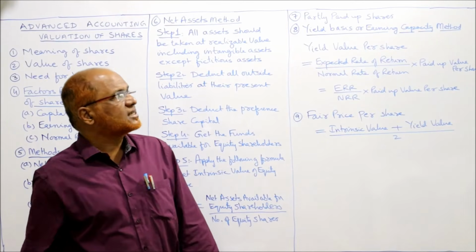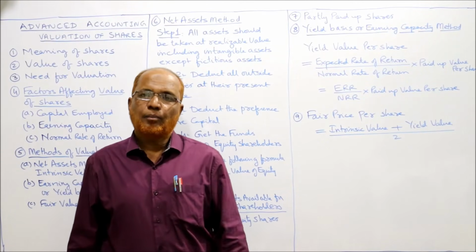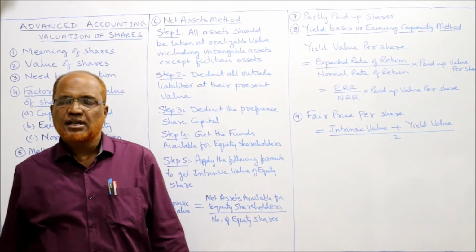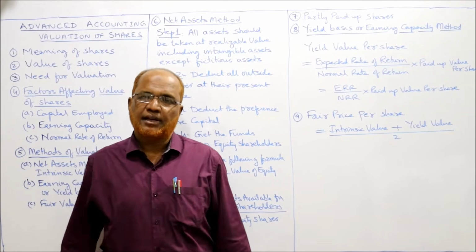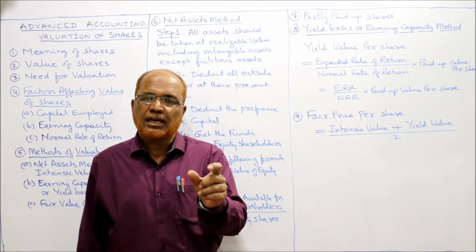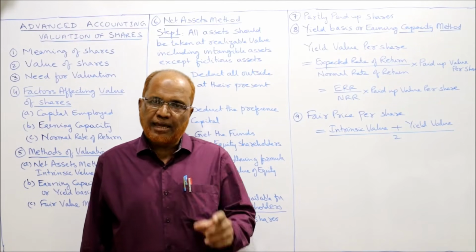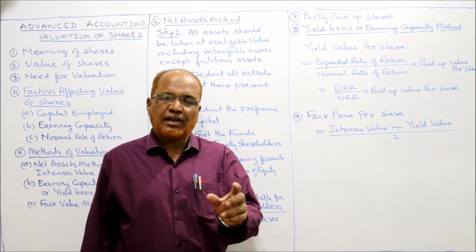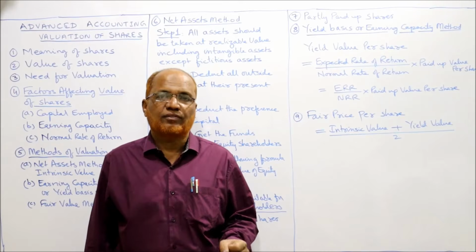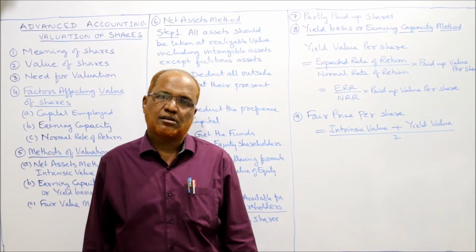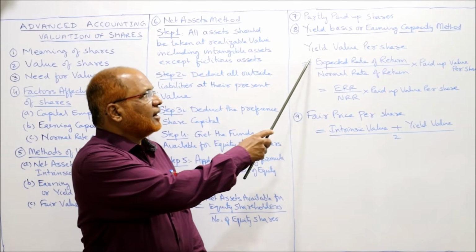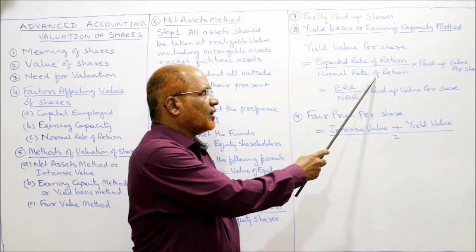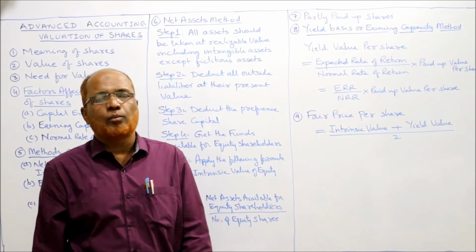Next method is yield basis. Broadly three methods. First method, net assets method, just now we have discussed. Second method is yield basis or earning capacity method. In this method, we will not consider the assets and liabilities. We consider the profitability of the business, profit of the business. So, the formula for calculating the yield value is expected rate of return divided by normal rate of return into paid up value per share.